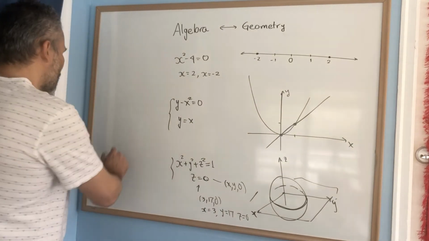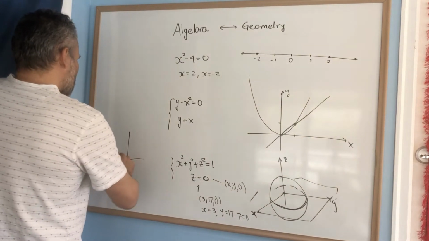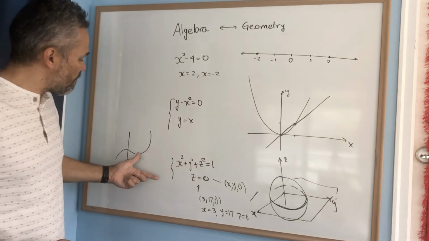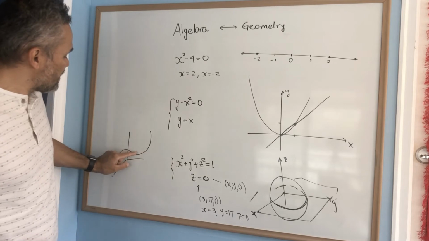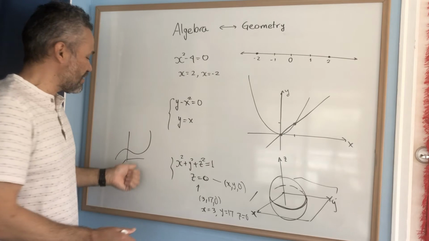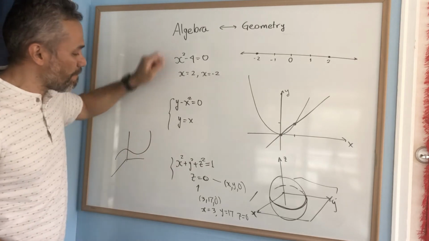Again, if we have something in the space that looks like this, you can build a pair of equations that represent this curve that you started with. There is an equivalence between geometry and algebra.